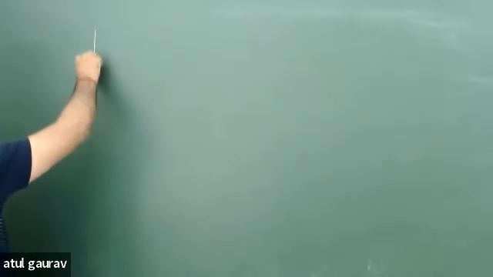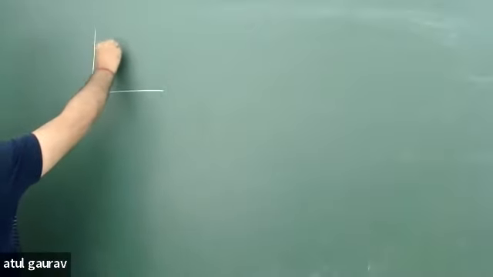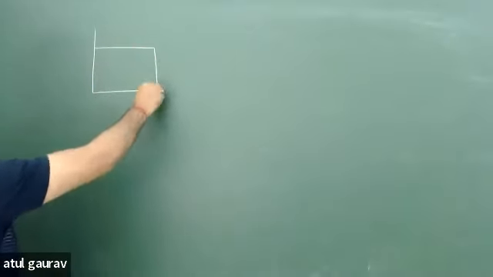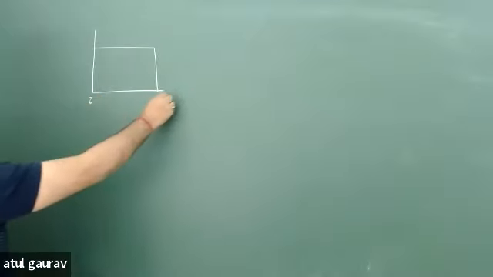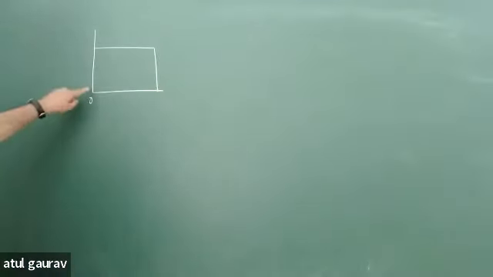So what is this? This is my y-axis. This is my x-axis. And this is a rectangular sheet. So this is y0 and this is the origin. The origin is at one of the corners of the rectangle.